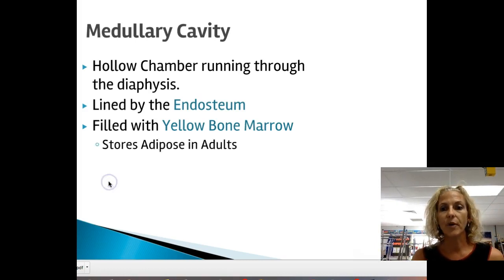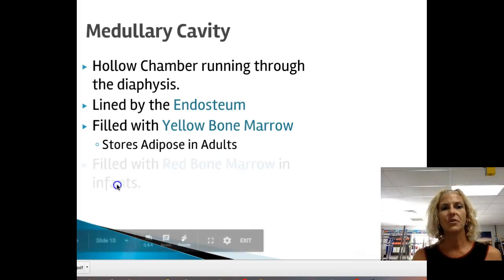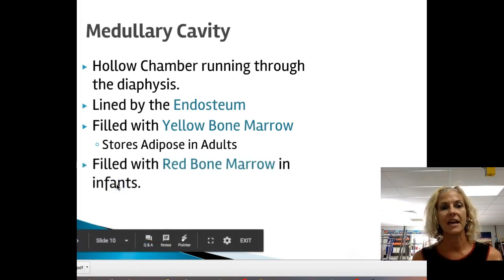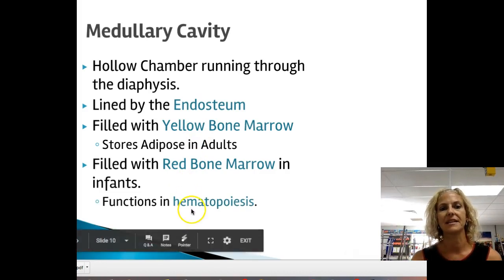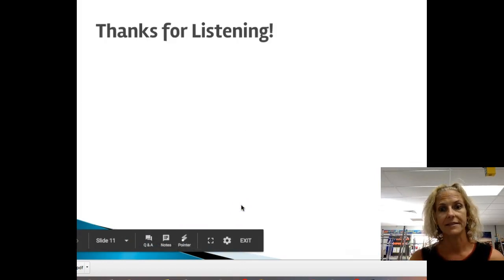And then the yellow bone marrow, I think of yellow because it contains adipose, which is fat. If you look at fat, it often has a yellowish tint. Its biggest job is really long-term energy storage. In youngsters, instead of yellow marrow, this would have red marrow, and that would be a site of hematopoiesis. Hematopoiesis is the formation of new blood cells, whether they're white cells, red cells, or platelets.